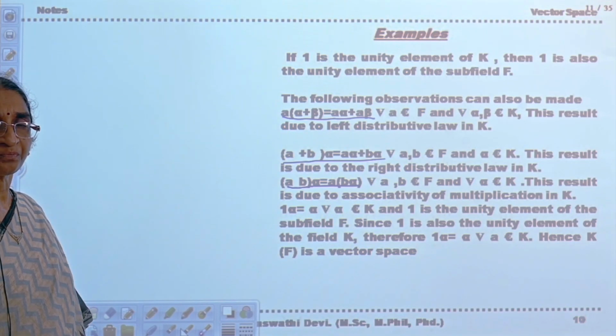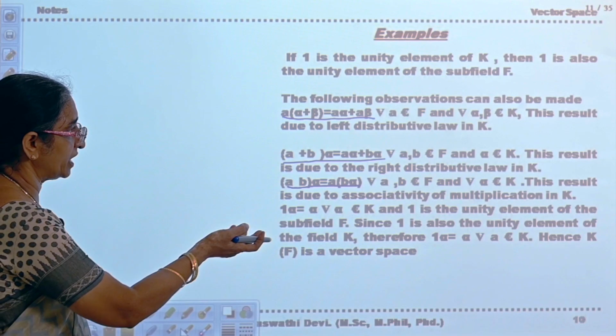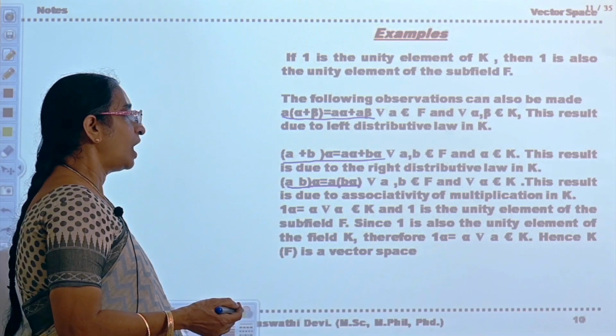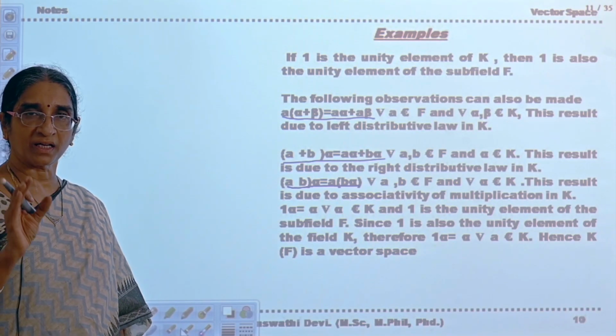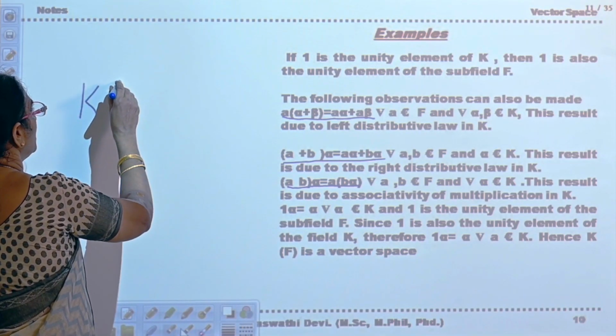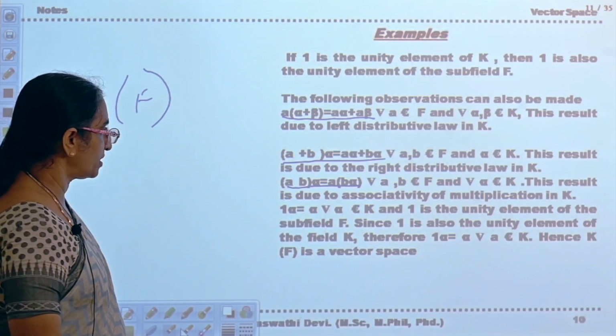(K, ·) is a semigroup also, you can say. Therefore, associativity is satisfied. 1 into alpha is also equal to alpha. Therefore, all the properties of vector space are satisfied by K. Therefore, you can say that K over F is a vector space. Now, I think it is clear.